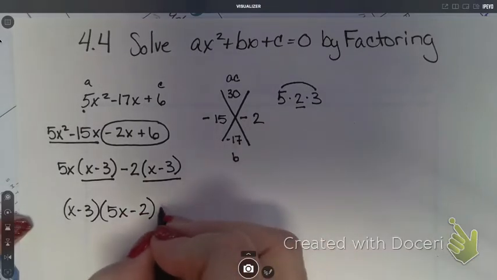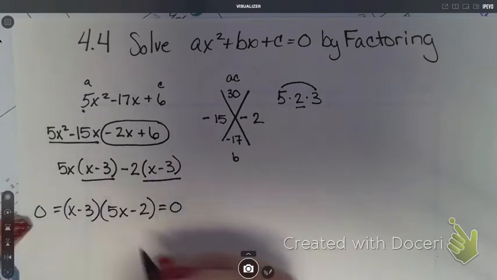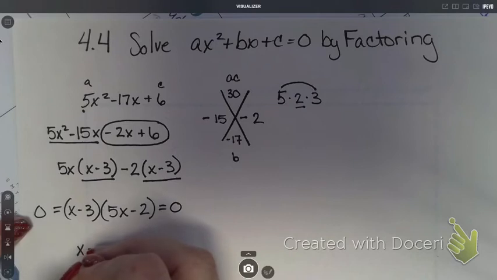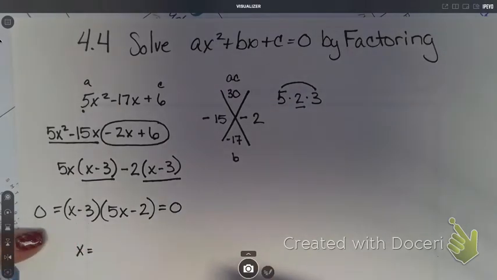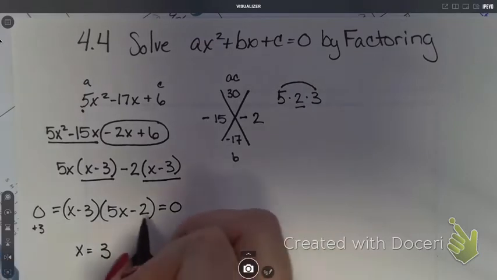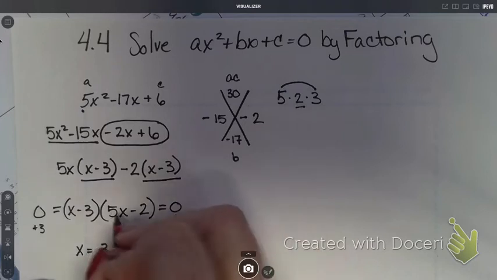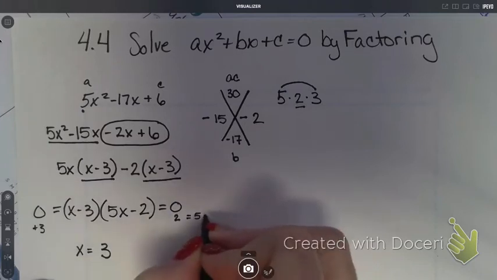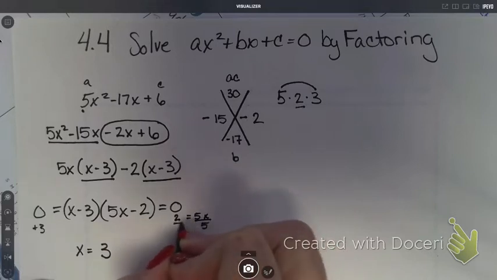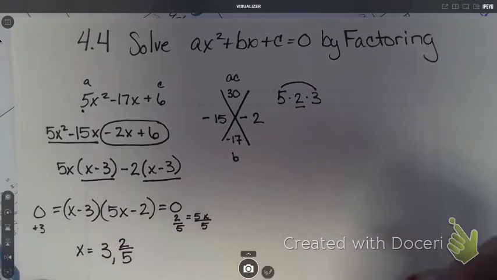And then I'm going to set both of these equal to what? 0. So on the left, I would add 3. So it's 3. On the right, I would add 2 and have 5x equals 2. And then I have to do what? Divide by 5. So it's 3 and 2/5.